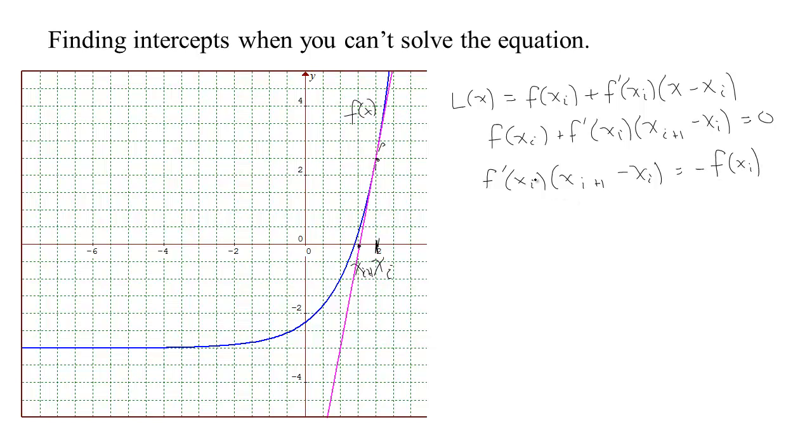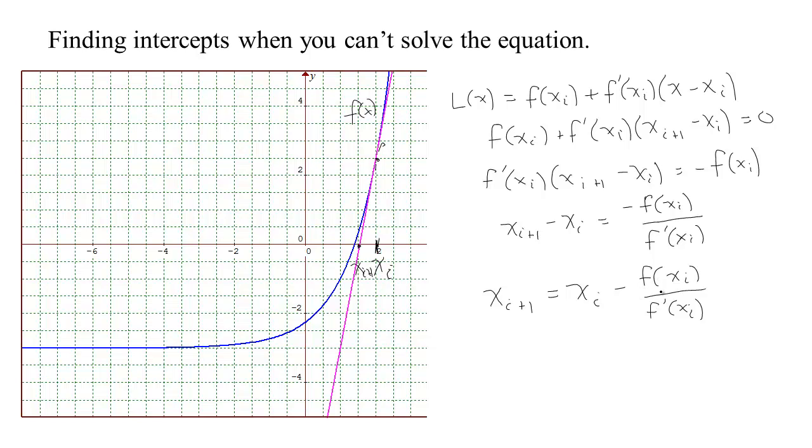Now I'm going to divide by the derivative, so that on the left side I'll just have the difference between my next guess and my current guess, and over on the right hand side I'll have the value of the function at my current guess divided by the derivative of my function at my current guess. Finally, I'll add my current guess over here, and I can find my next guess by taking my current guess and subtracting f at my current guess divided by the derivative at my current guess. So I'm going to start with some guess. I'm going to calculate this number. That will give me my second guess.